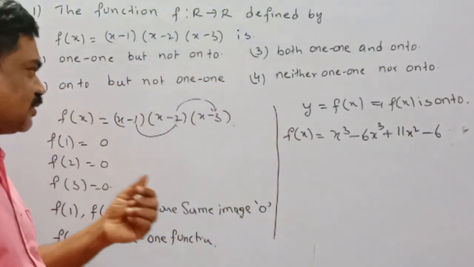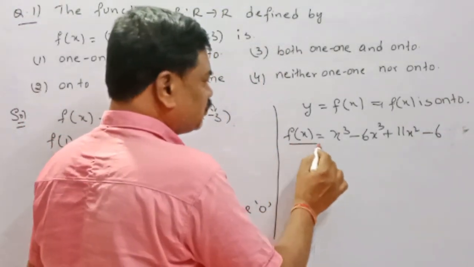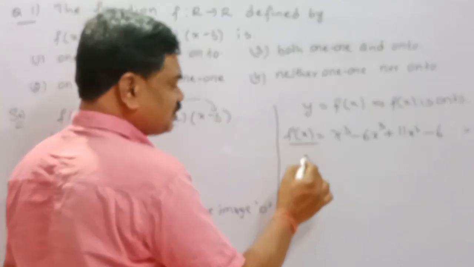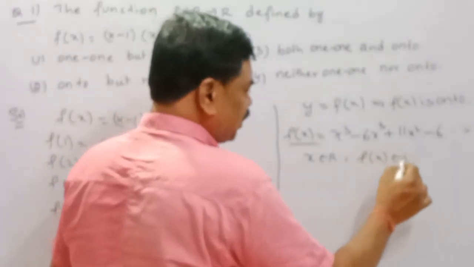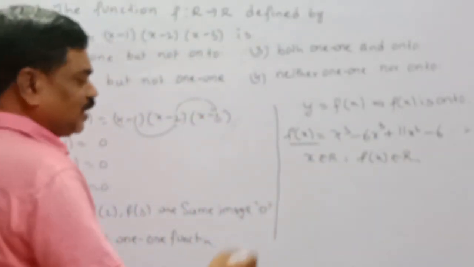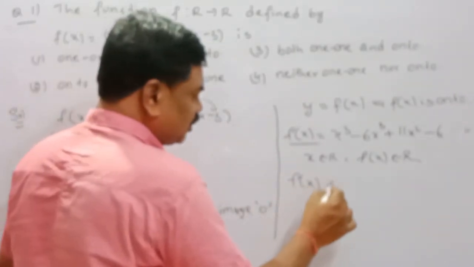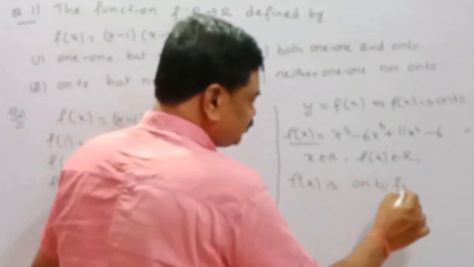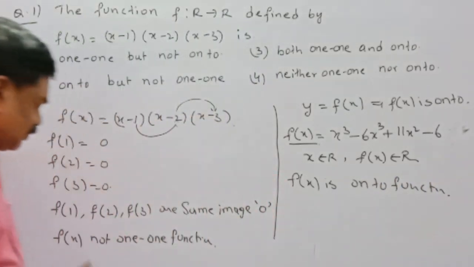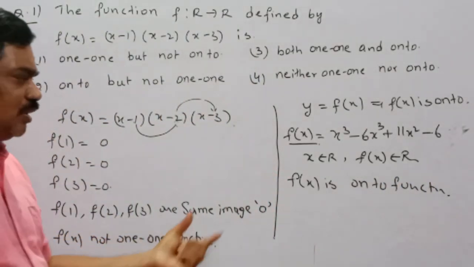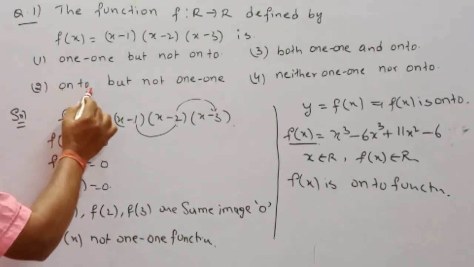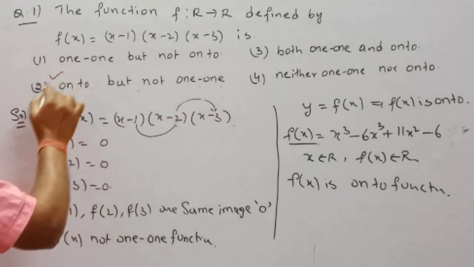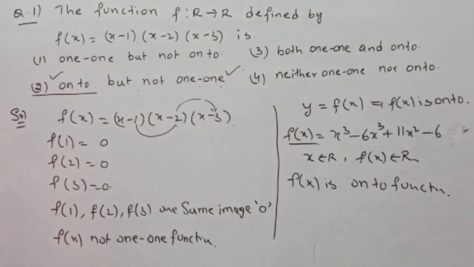So you observe here, f(x) is equal to y. If x belongs to R, then f(x) belongs to R. Then we say f(x) is an onto function. f(x) is not a one-one function, f(x) is an onto function. Then we say onto but not one-one. So option 2 is the correct answer. Okay, all of you. That's all. Thank you.